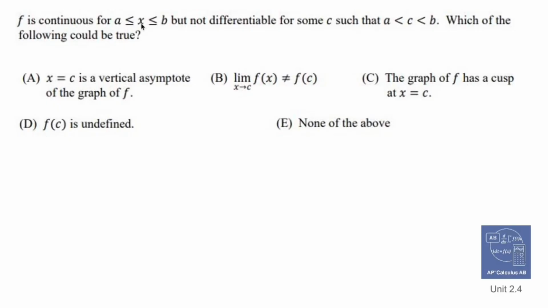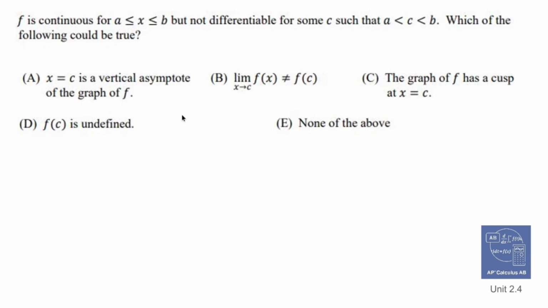F is continuous for x in between a and b, so you've got some weird interval going on, but not differentiable for some c. So you can't take the derivative at c, and c also lives in between a and b. So you've got x living in between a and b, and c living in between a and b. Basically you have x equals c, some point that you're going to plug in. It's not differentiable at that point. Which of the following could be true?